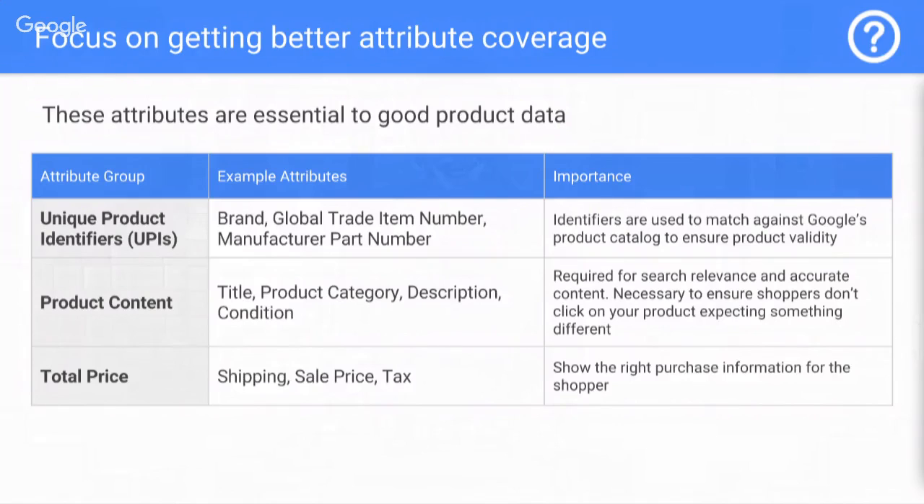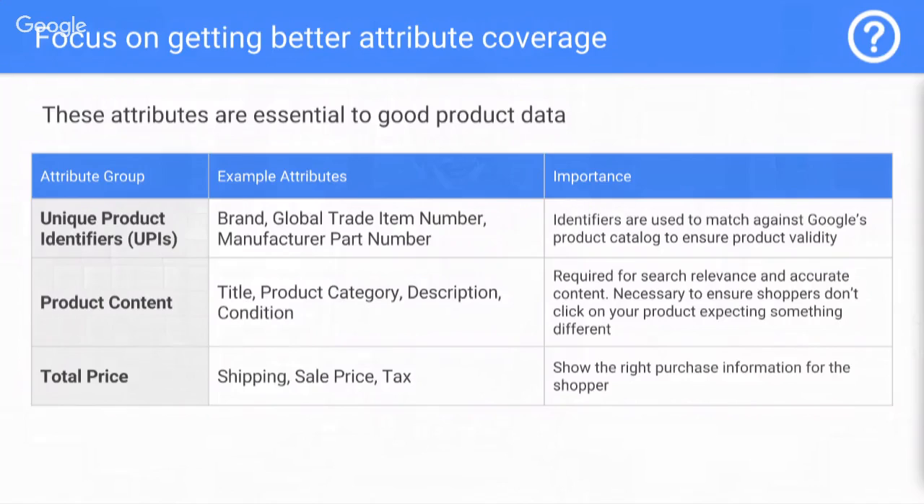Now, second, product content. This would be things like the title, the category, the description, the condition, right? These are required for search relevance and accurate content. They are necessary to make sure that shoppers don't click on an ad expecting one thing and then see something different. As an example, if your title says it's brand new condition and then they click through and it's really old, they're probably not going to be super happy with you, and we're not going to be super happy with you, and the ad's probably going to get pulled down.